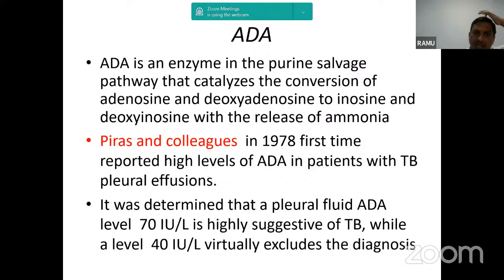Coming to ADA, adenosine deaminase is an enzyme in the purine salvage pathway that catalyzes the conversion of adenosine and deoxyadenosine to inosine and deoxyinosine, with the release of ammonia. Piras and colleagues in 1979 first reported high levels of ADA in tuberculous pleural effusion. They determined the ADA level initially: 70 is highly suggestive of tuberculosis, but a level below 40 virtually excludes the diagnosis.